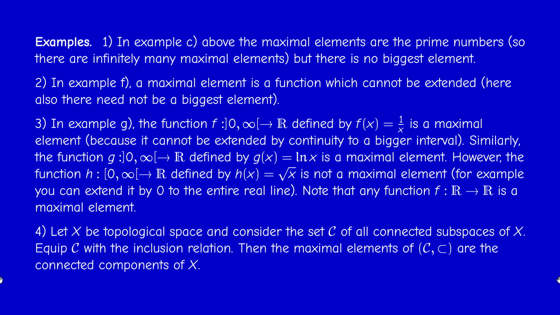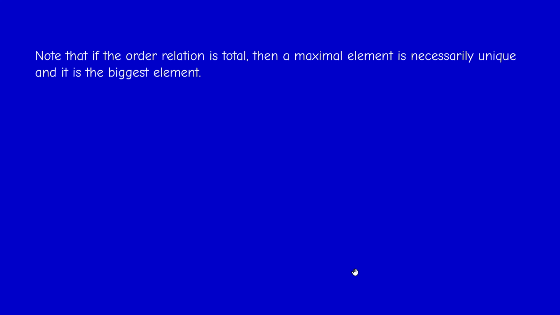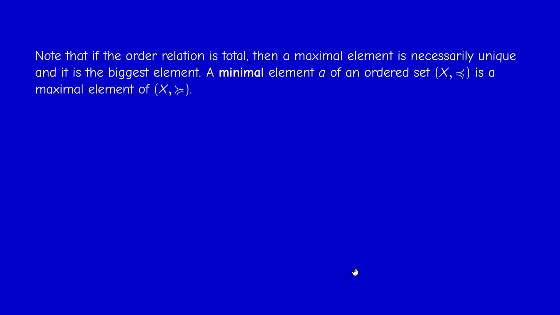I will not explain this in detail because you just have to go back to the general topology course where you define connected components. And by the way, you can take it as a definition if you like, because it's equivalent. So a connected component is by definition a maximal element. So it's not contained strictly in a bigger connected set. It's not the biggest, but it cannot be contained in a bigger connected set. Now, as we said, if the order relation is total, then a maximal element is necessarily unique and it's the biggest element, but in this case, it's not interesting at all. So maximal and minimal elements are interesting precisely when the order is partial.